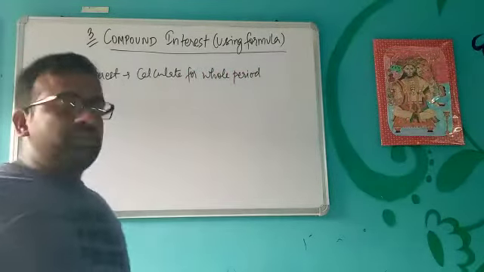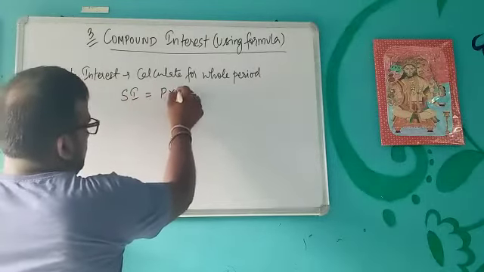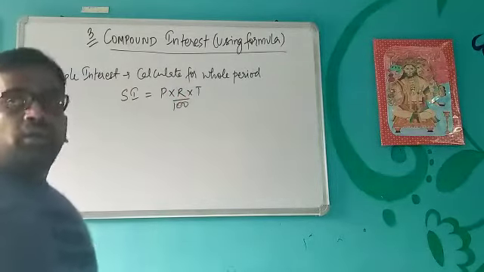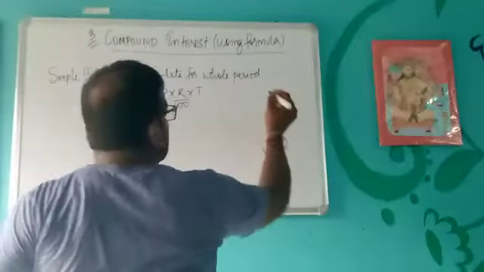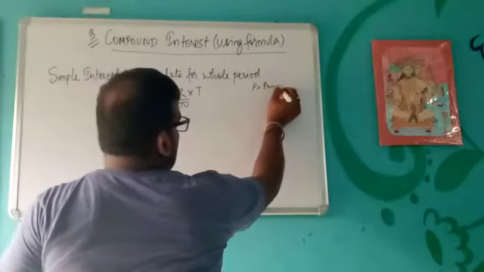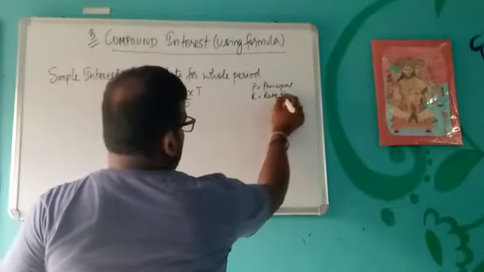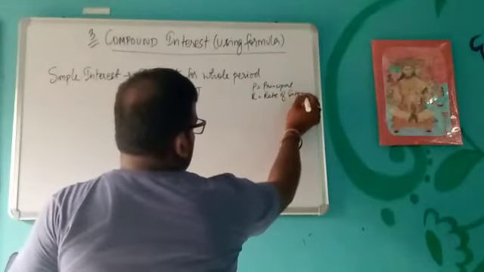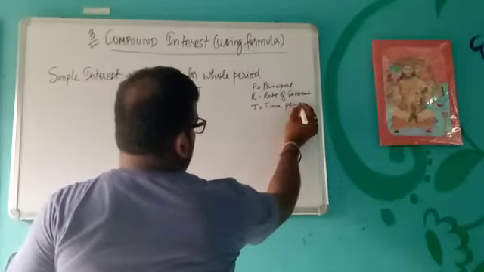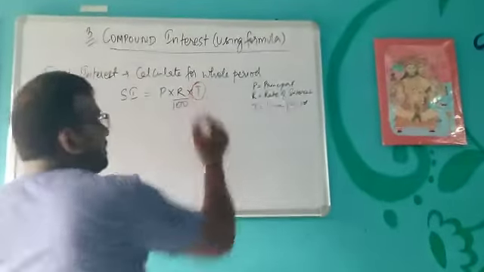Simple interest is calculated for the whole period and the formula was SI equal to P into R into T upon 100. So that was the formula, where P was principal, R was rate of interest and T is time period. Okay, so that thing you already knew. So in case of simple interest, we take the time for the whole period.